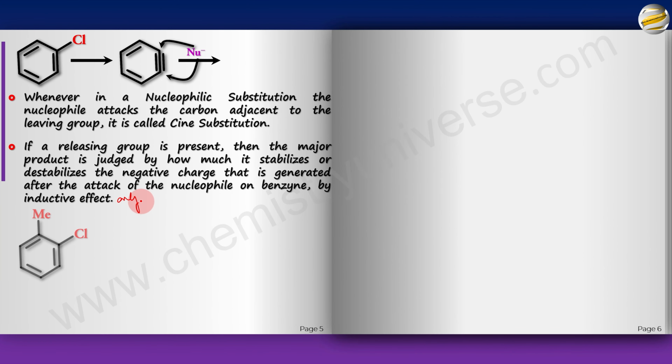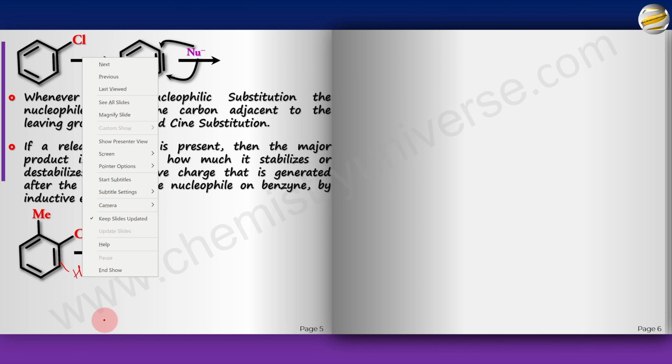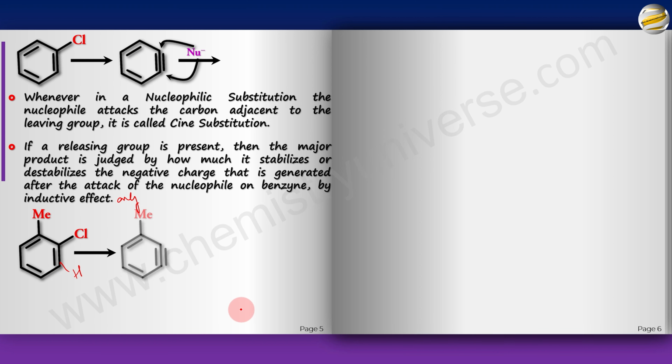So say, for example, you have this. Now, whenever you have a group which releases electrons, remember benzyne is involved, and you have to first of all make the benzyne which is most stable, or rather the benzyne which can be formed by the most acidic H. Now here, of course, there is only one H. So it will form benzyne with this. Now where do you think the nucleophile will attack?